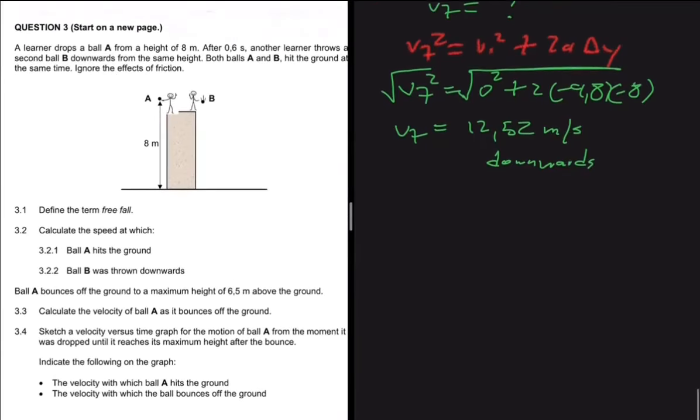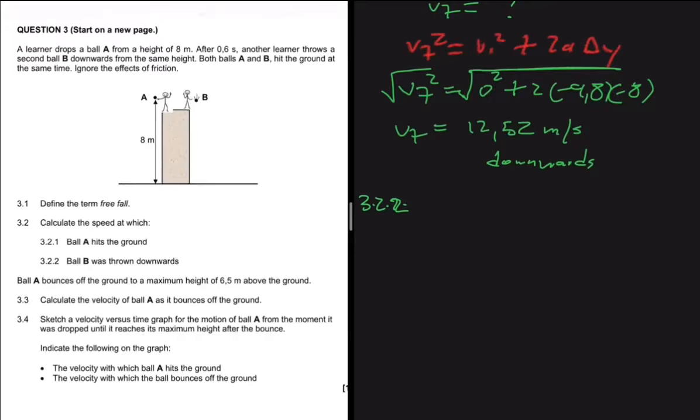And now 3.2.2, so let's do 3.2.2. Let's calculate the speed at which ball B was thrown downwards. So let's go ahead and look at the information that has to do with ball B and see what's going on. Our statement continues to read as follows: after 0.6 seconds, another learner throws a second ball B downwards from the same height. So we have the same height, right? So we have delta y still being equal to minus 8 meters for ball B.